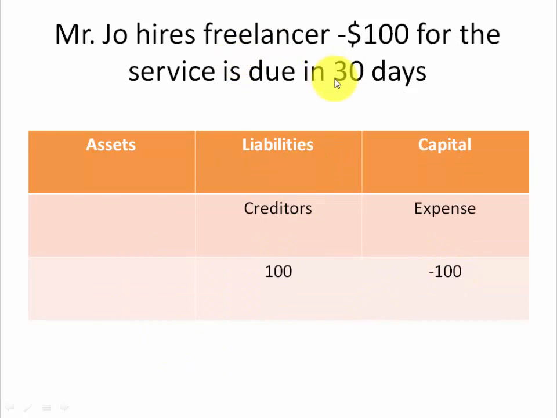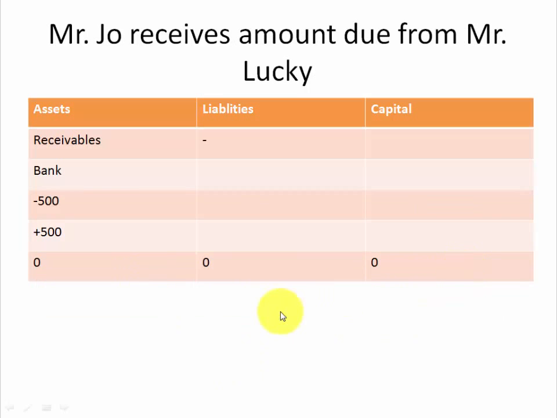Mr. Joe hires a freelancer who has charged 100 for the service, which is not paid yet and is due in 30 days. So the freelancer is our creditor and we have written 100 here, and 100 is expense, so minus 100 will be written here. So net effect is 0 is equal to 100 minus 100 is equal to 0. So it is very easy, and once we understand the accounting equation, it is really easy to form the journal entry. We learn it in the next YouTube video.